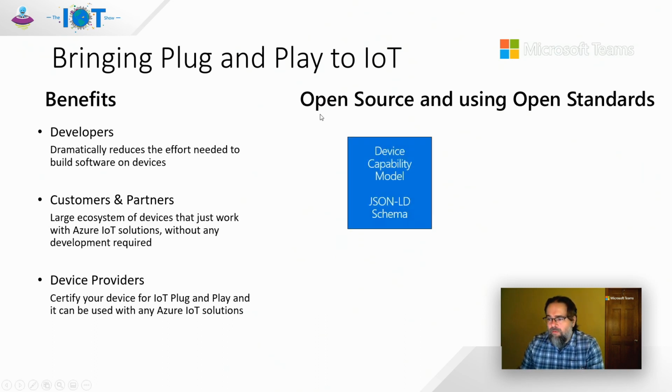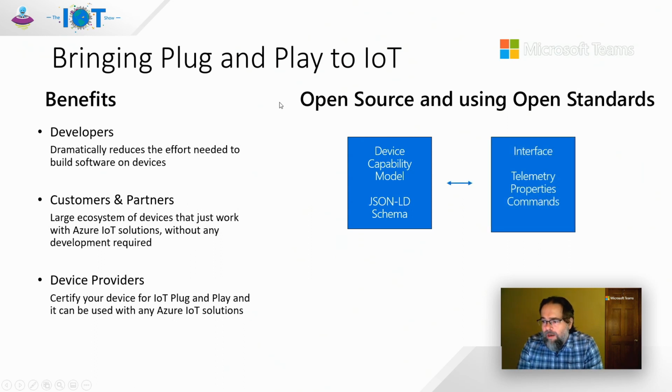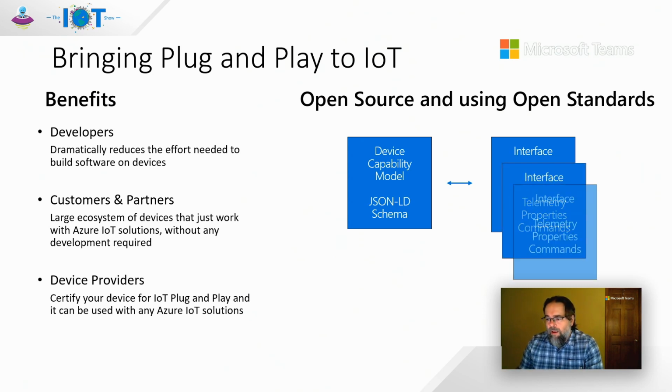And so with the modeling language, we describe our device capability model using a JSON-LD schema. This describes the telemetry, the properties, and the commands that the device supports, so that the solution now knows exactly what to expect from the device and how to interact with the device.